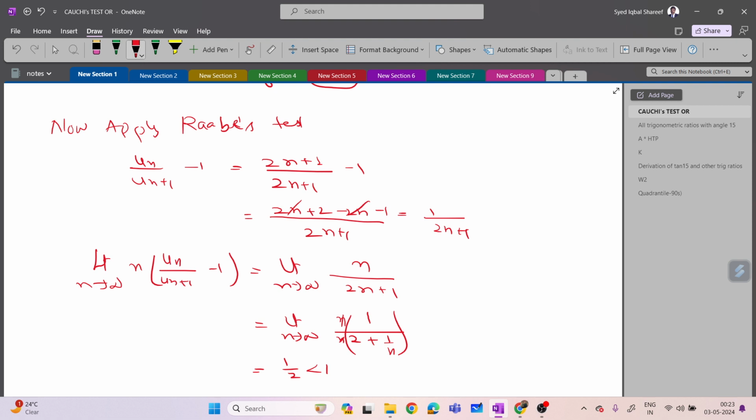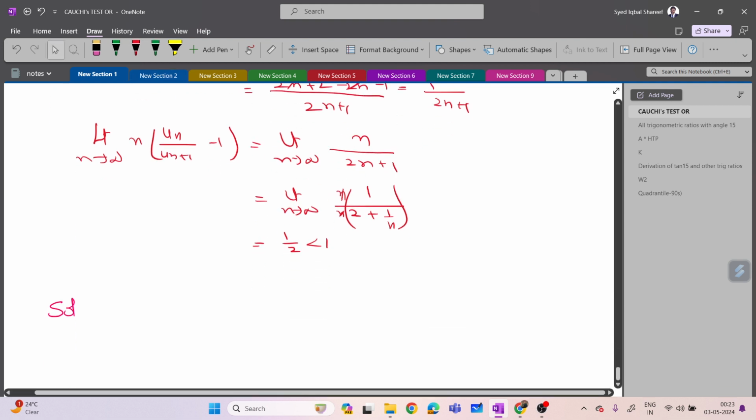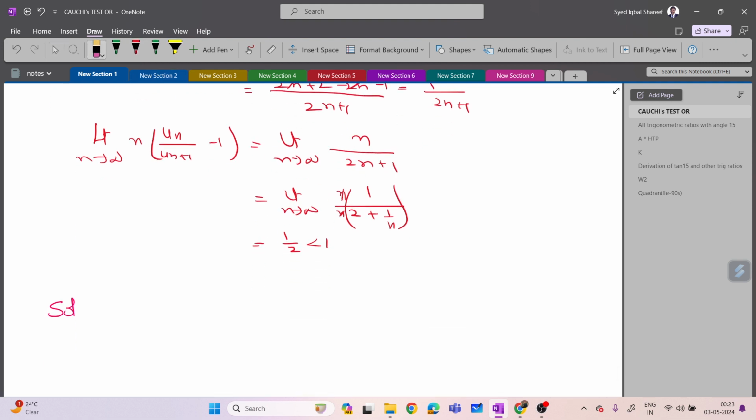Less than 1 means, by Raabe's test, the given series sigma un is divergent, because the limit is less than 1. The series is divergent. That is our answer. One more problem.